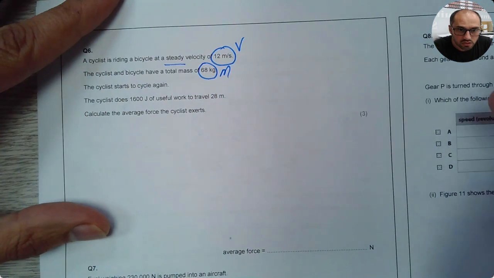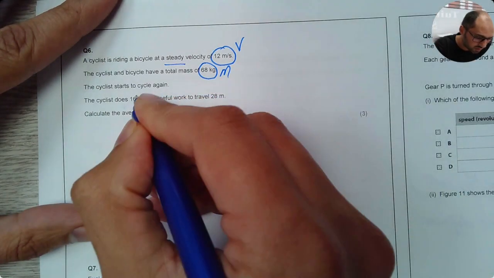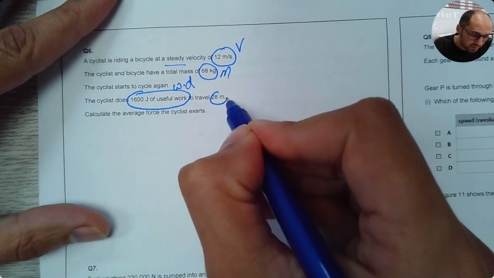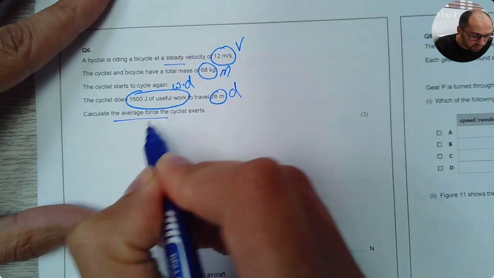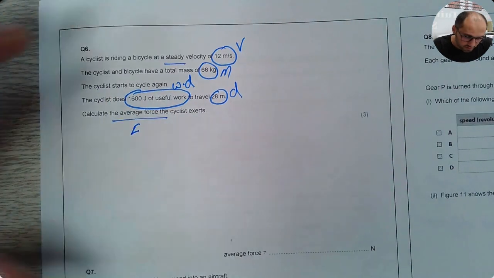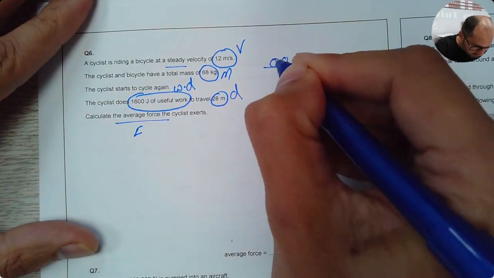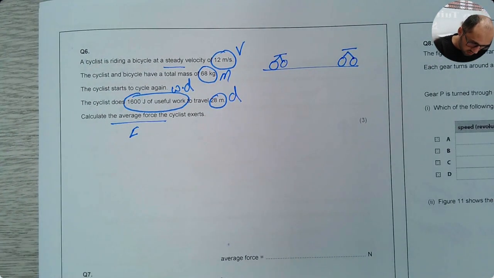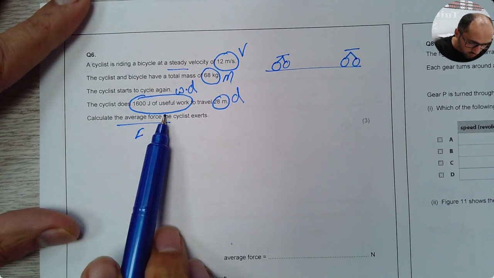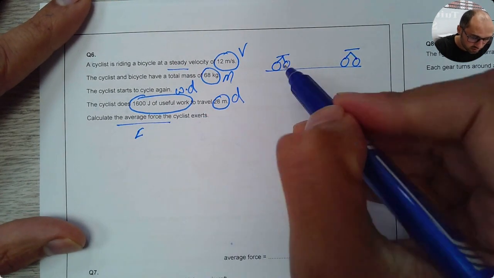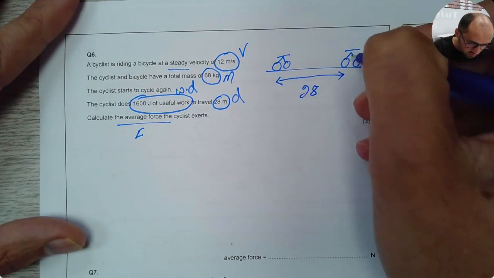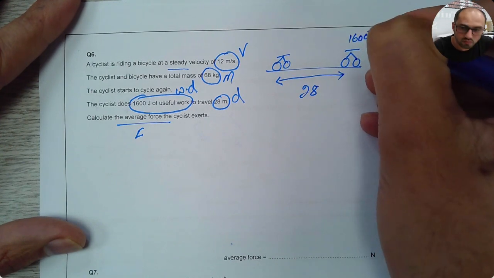The cyclist starts to cycle again. The cyclist does 1600 joules of useful work. So this is the value of work done, to travel 28 meters, which is the value of D. Calculate the average force. Now for this case, here is the cycle, the cyclist. It tells us the cyclist does this much work to travel 28 meters. So from here to here, this is 28. And when it comes to this location, it now has 1600 joules of energy.